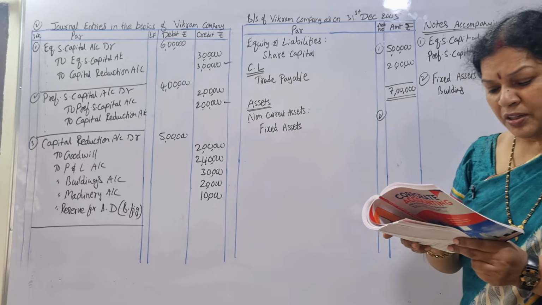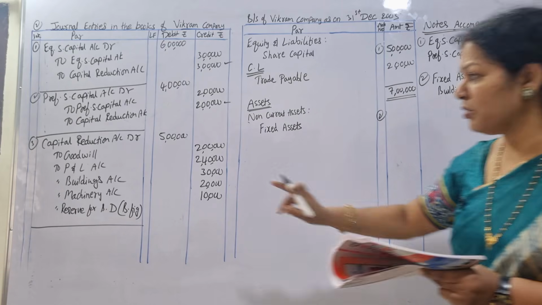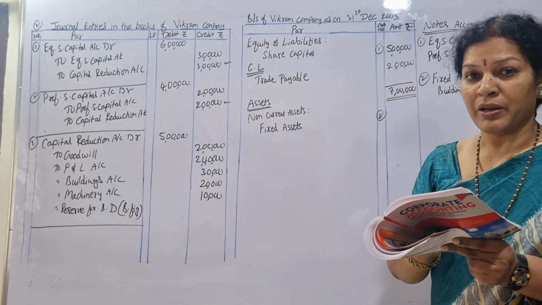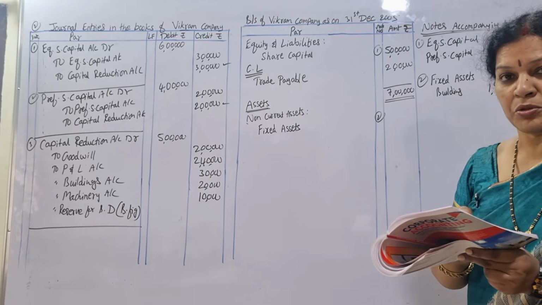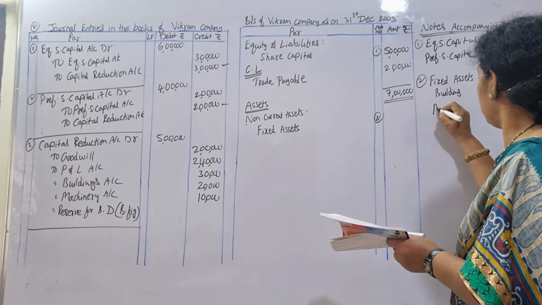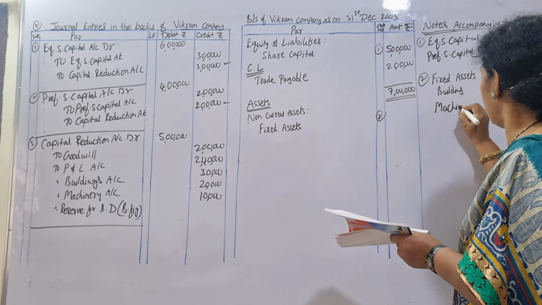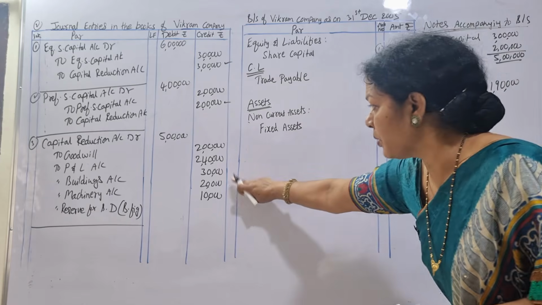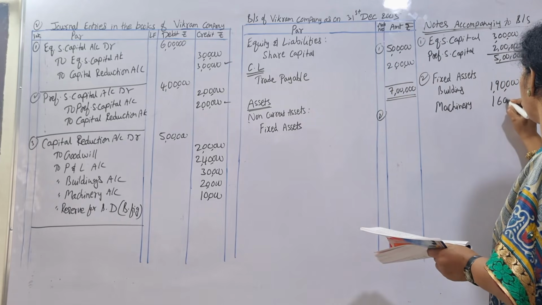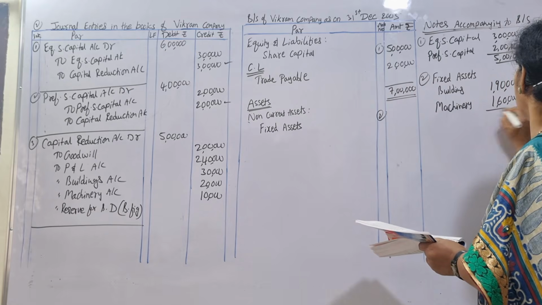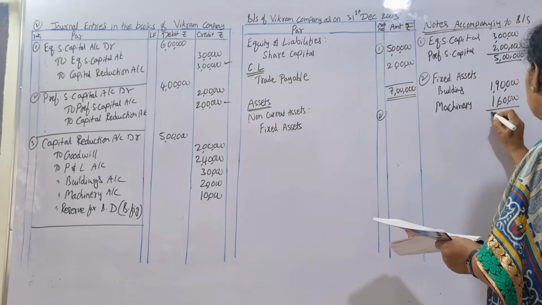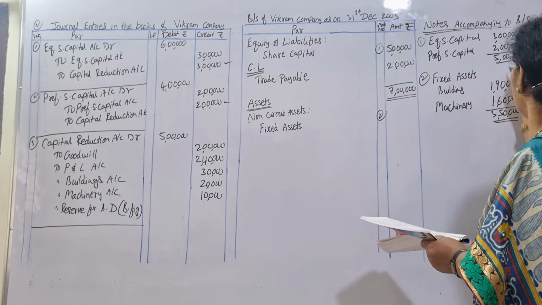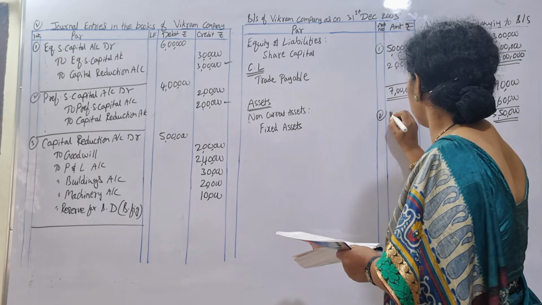Fixed assets, and there is machinery also. We have reduced 20,000. Machinery value is 1,80,000. 1,80,000 minus 20,000 comes to 1,60,000. So the total comes to 3 lakh 50,000. This is 3 lakh 50,000 fixed assets.